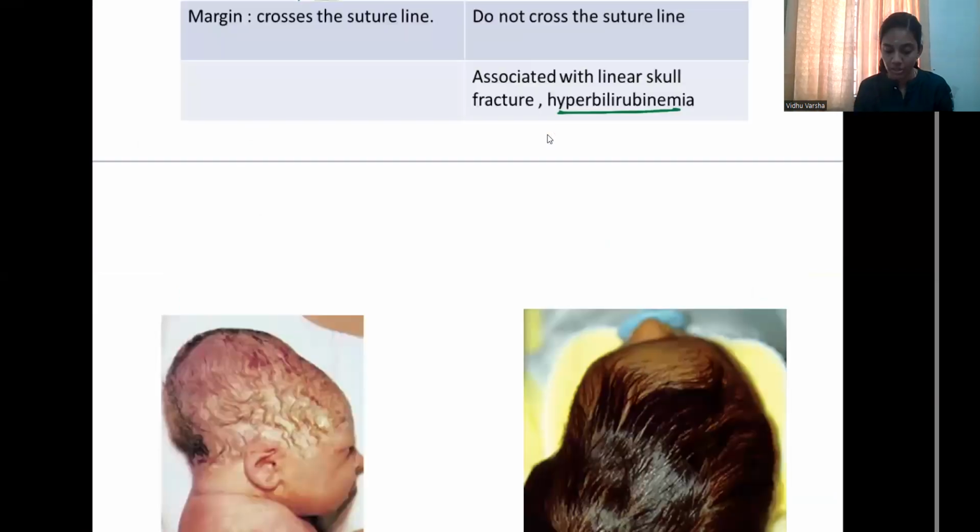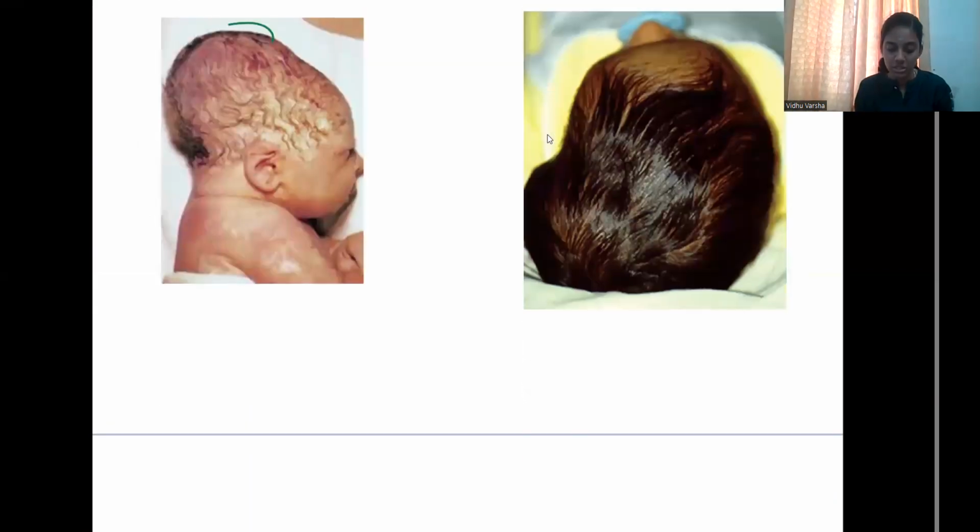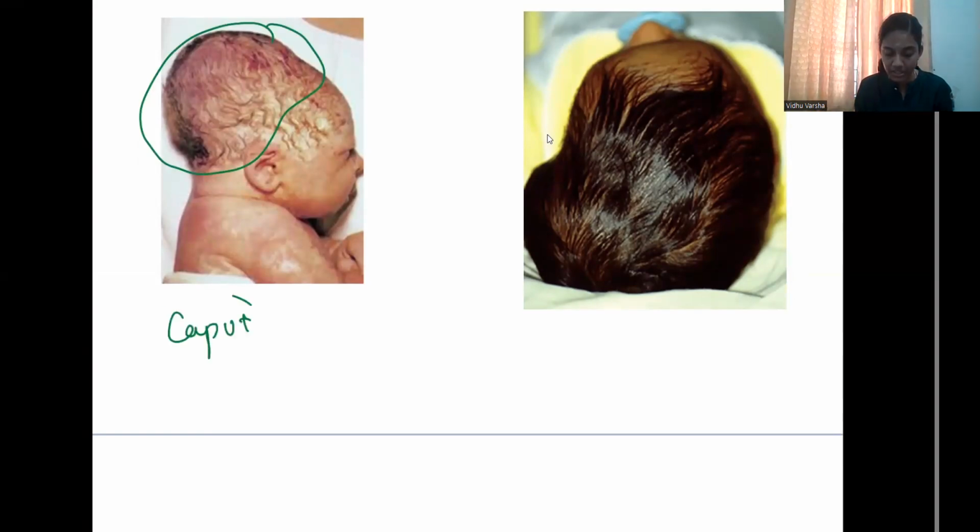Going on to an image. So this is your caput. This child is having caput. Why is it caput here? Because this child is a very newborn child, having a maximum size present at the birth itself. One. Second reason for this is your cephalohematoma.